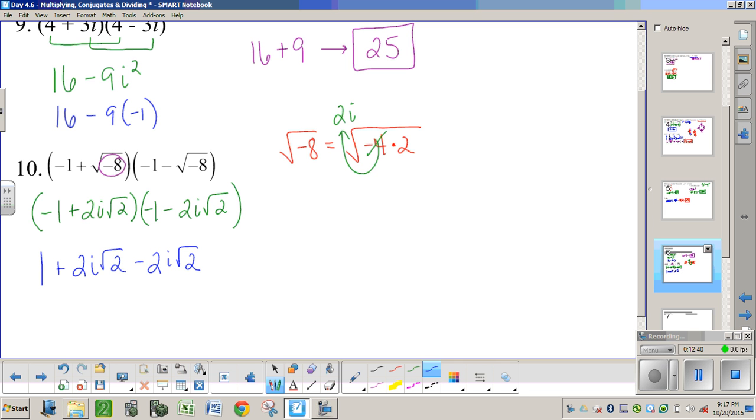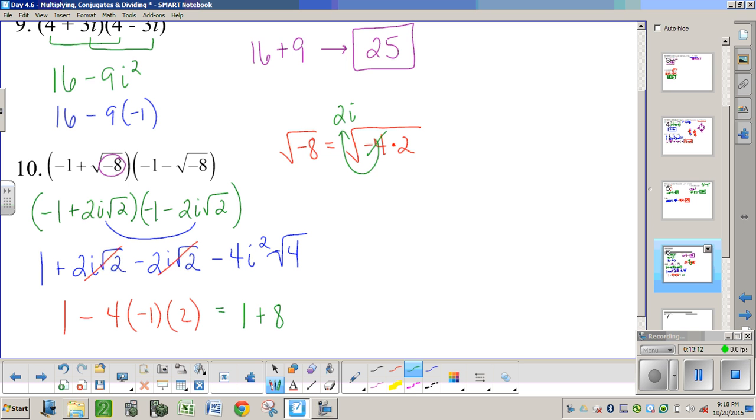Now, be very careful with this last one here. When you multiply this last one, it's going to be minus 4i squared times the square root of 4, because I'm multiplying radical 2 times radical 2. All right, let's get rid of these middle terms. We don't need those. So now we have 1 minus 4. I'm going to replace my i squared with a negative 1, and I'm going to replace the square root of 4 with 2. So I need to multiply all of those together. So this ends up being 1 plus 8, which is going to give me a final value of 9.